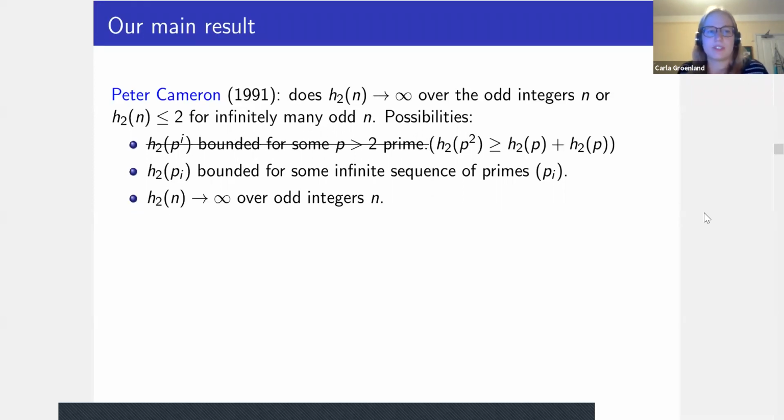And by our previous result, the first case is already no longer possible, because one of the corollaries is that whenever we take a prime power, this will always tend to infinity.